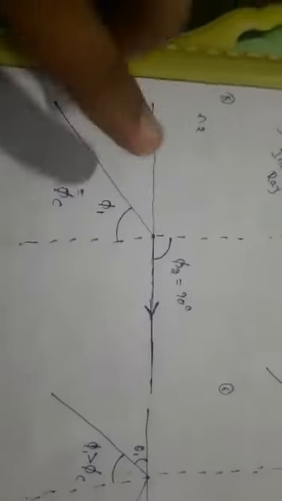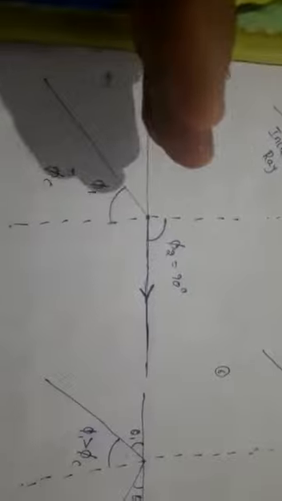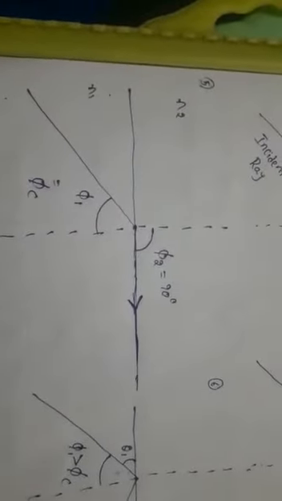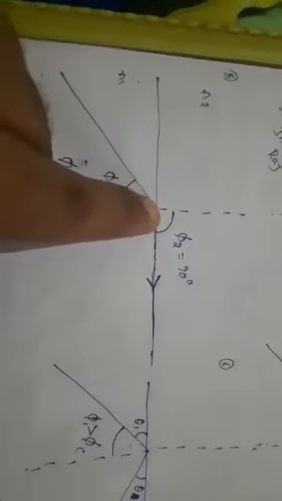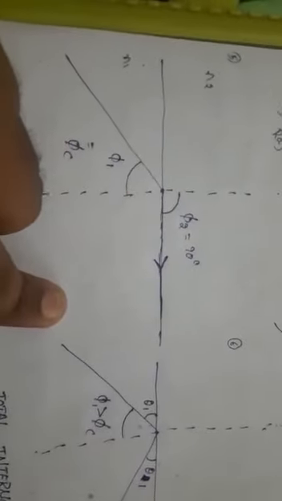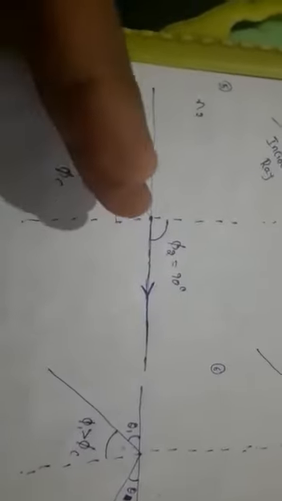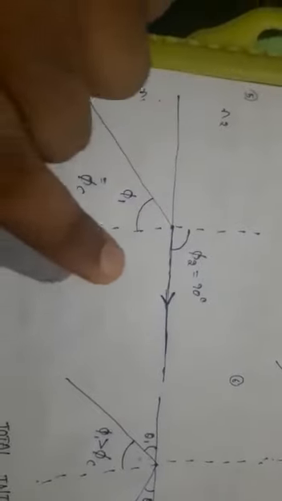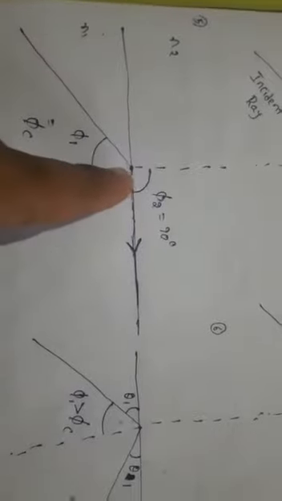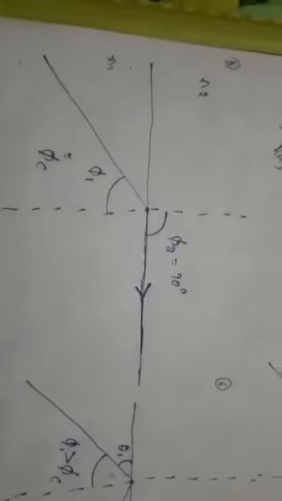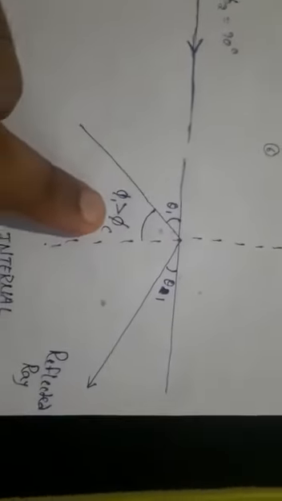Next, I am increasing this angle here. Then what will happen? Again I am increasing this angle, and at that time the ray will come back into the same material. This is the sixth step. Again I am increasing the angle of incidence, greater than the critical angle.